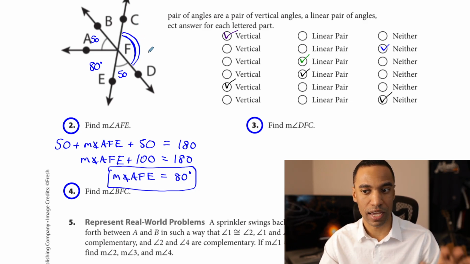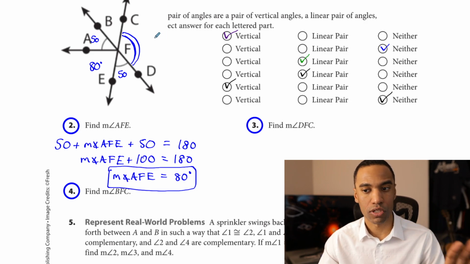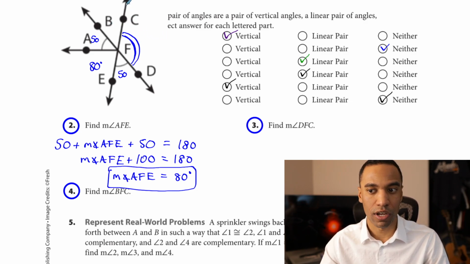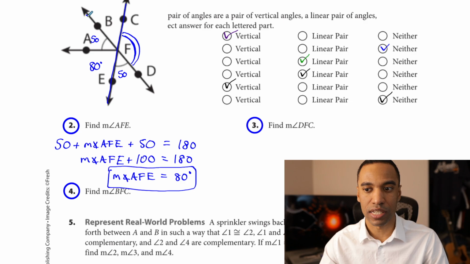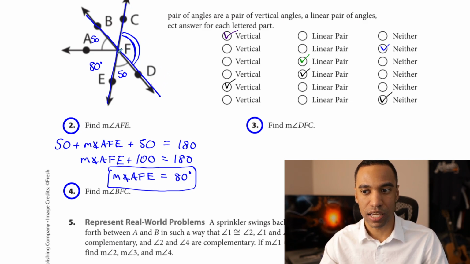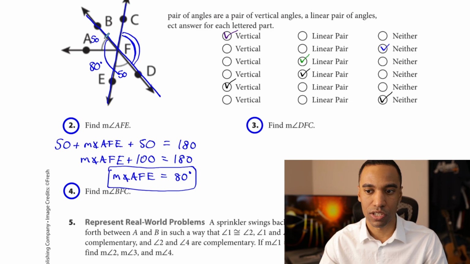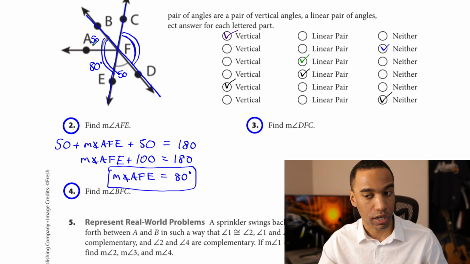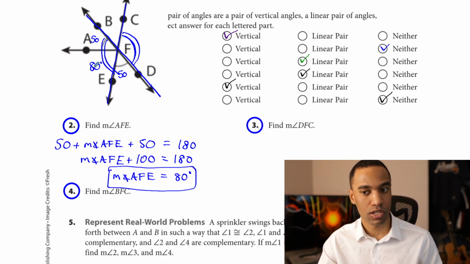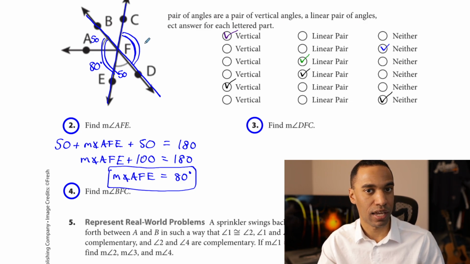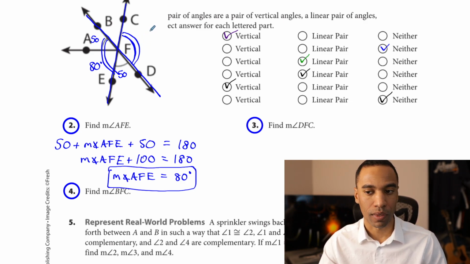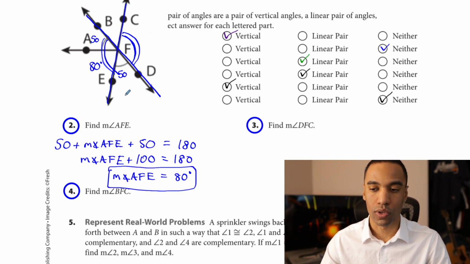The two ways I'm thinking of, and I'm only going to do one of them: DFC is a vertical angle with BFE, and BFE is this 50 plus this 80 right here. This is a vertical angle with it, and all vertical angles are congruent. You know what 50 plus 80 is? 130. Therefore, DFC is also 130. So you could do that.